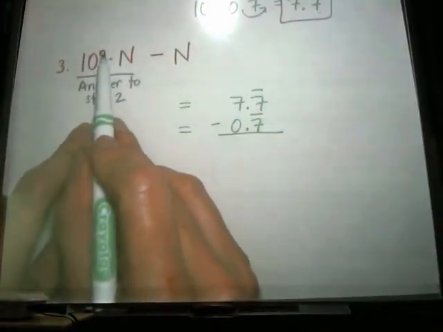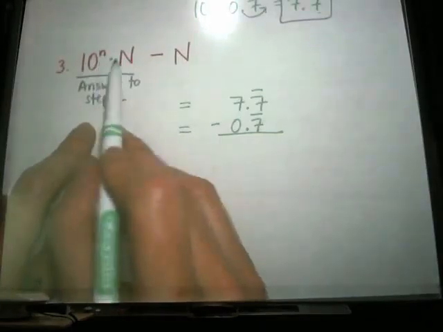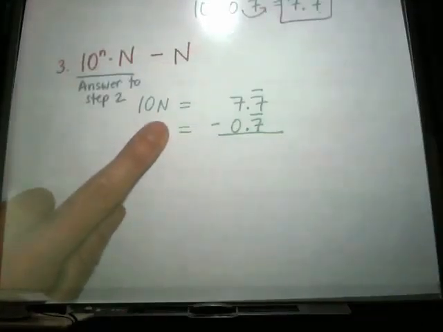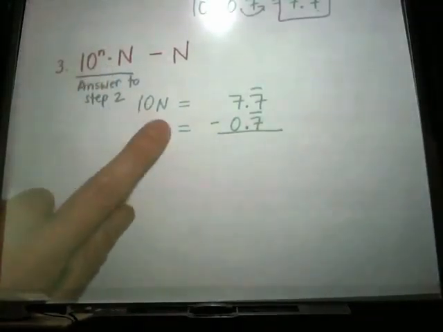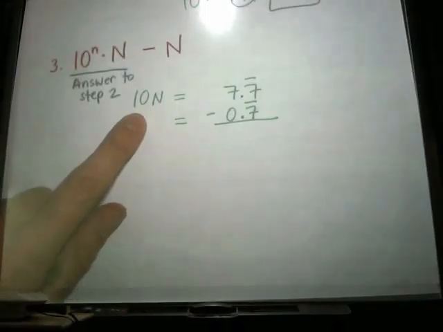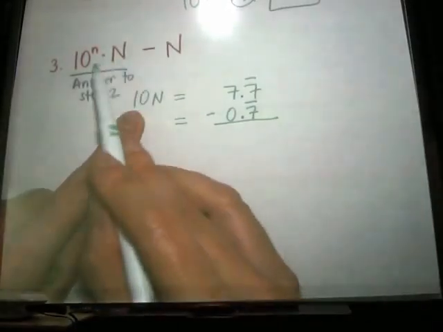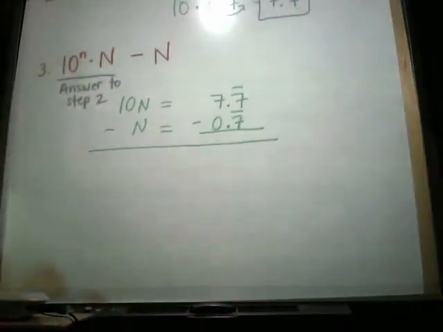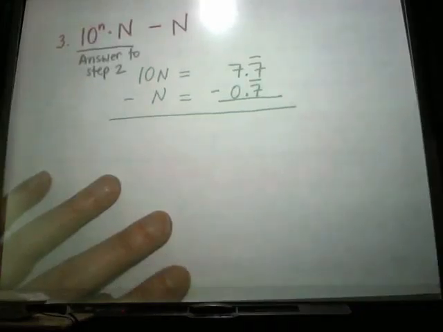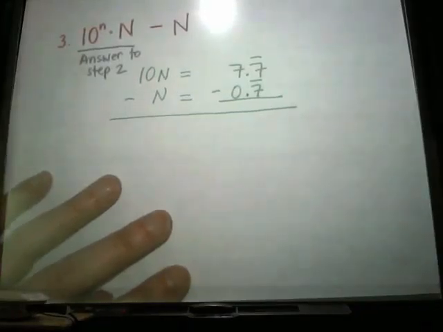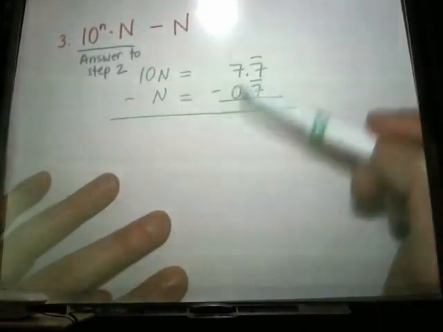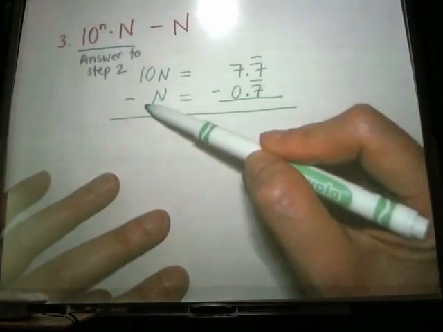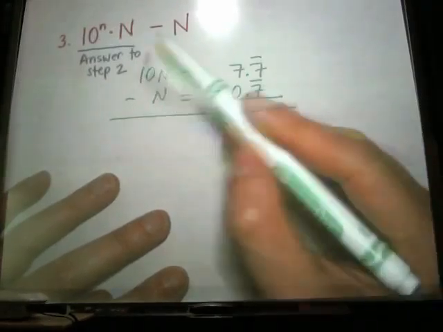10 to the power of 1 times n. If this was 10 squared, I'd write 100n. But this one is 10 to the power of 1. 10 to the power of 1 is just 10 times n, there it is, and I say minus n. This is like we've combined like terms on the left side and the right side. I'm just going to subtract down. 10n minus 1n leaves how many n's? 9n.